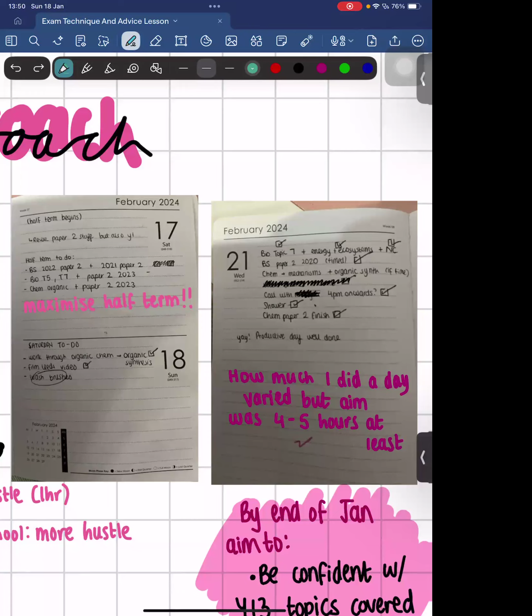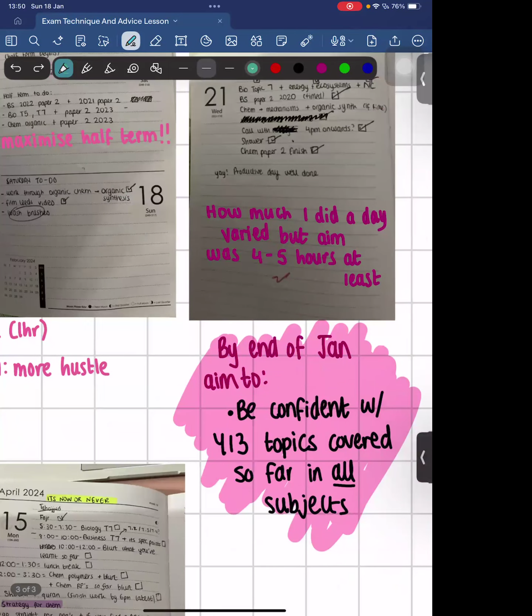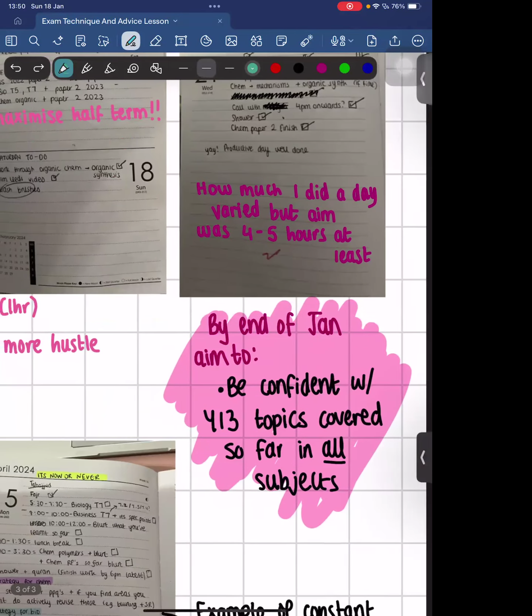So realistically, for me, I had to spend 4 to 5 hours to get something done for my day. But that doesn't have to be the same for you. But please commit, because if you're going to aim for that grade, you also need to work for it. So what should you actually be done with by the end of Jan?